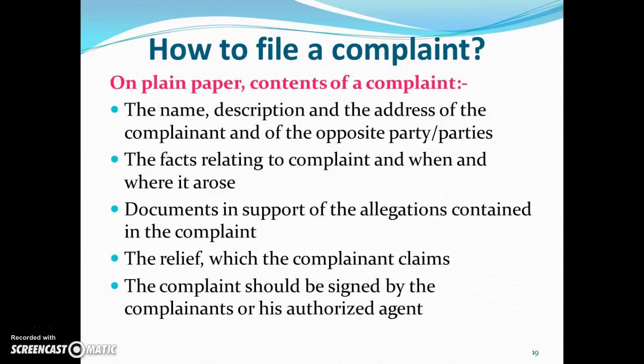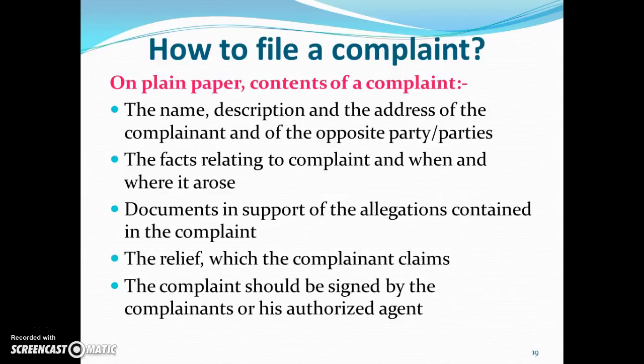Now, how to file a complaint? This is very important for most of the common people, because people don't know how to file a complaint. They usually don't go to file a complaint because they think that they have to hire a lawyer, and the fees of the lawyer, they think that's very big.